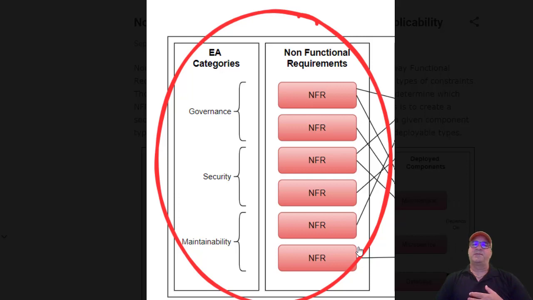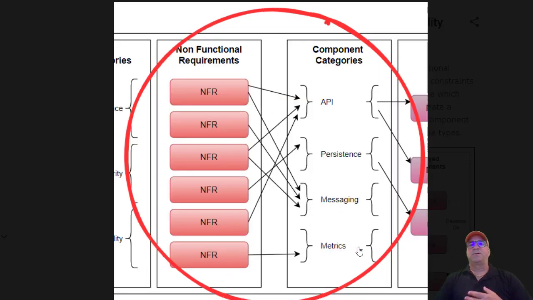So what I'm going to propose is that we take the NFRs, we have the legitimate enterprise architecture, well understood categories for non-functional requirements, and I'm going to say that we look at all of our deployable components or general deliverable types. I put these as component categories, but maybe they should be delivery categories. The simple ones I have here are API, persistence, messaging, and metrics. And there's way more than that.